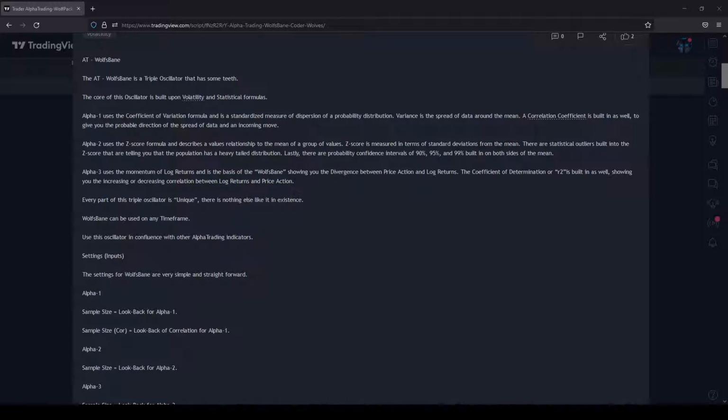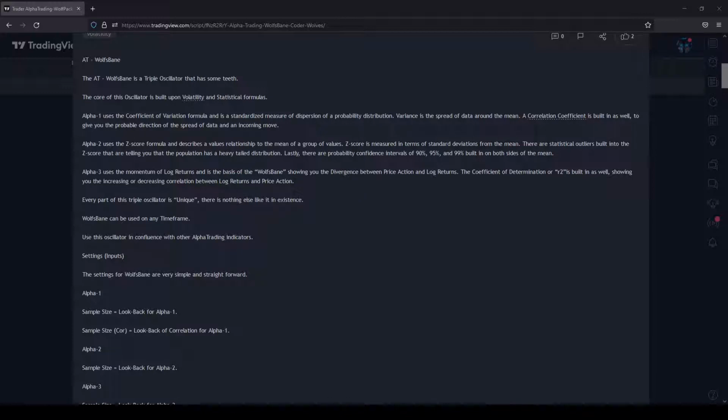Alpha 3 uses the momentum of log returns and is the basis of the Wolfsbane, showing you the divergence between price action and log returns. The coefficient of determination, or R2, is built in as well, showing you the increasing or decreasing correlation between log returns and price action. Every part of this triple oscillator is unique. There is nothing else like it in existence.